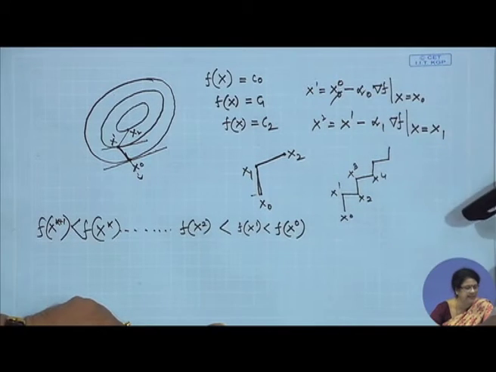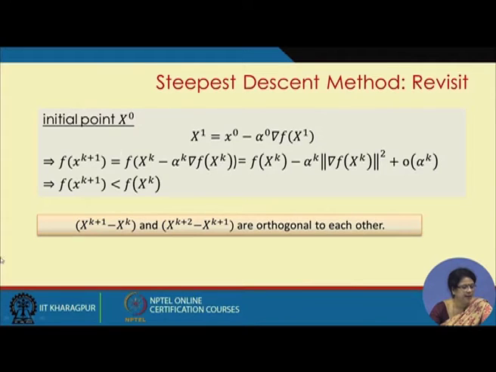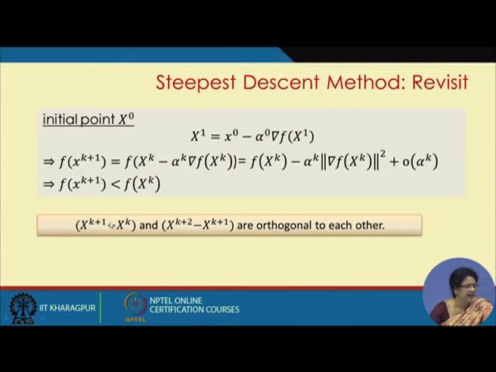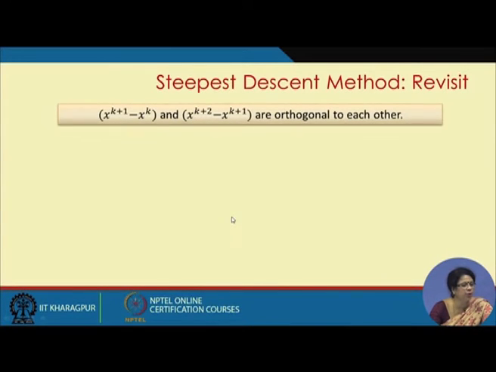That is why in the next part I am going to show you that x_{k+1} minus x_k and x_{k+2} minus x_{k+1} are orthogonal to each other. If we consider k equal to 0, then certainly we can say that x1 minus x0 and x2 minus x1 are both orthogonal to each other. We are going to prove it. For proving that, what do we have to do? We have to consider the inner product of two vectors. What are the vectors? We take x1 minus x0 and x2 minus x1, these two vectors we are considering.